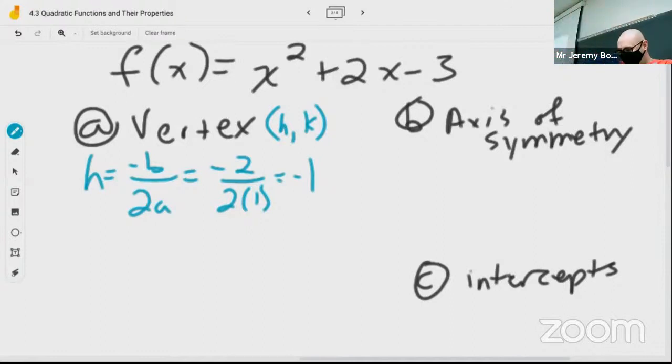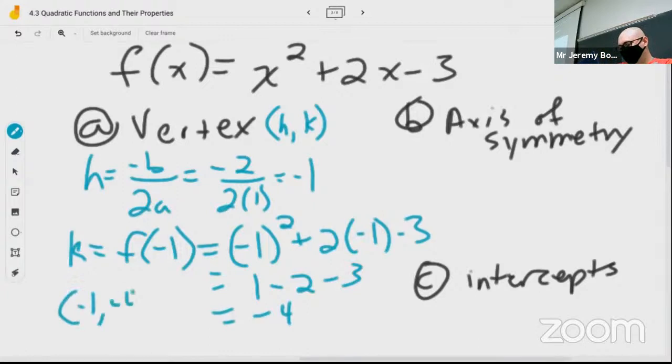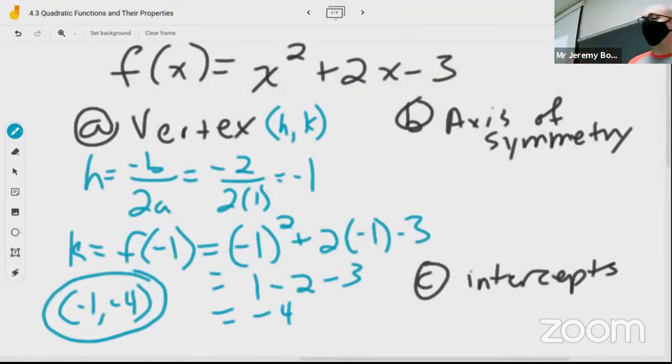To find the k value, we're just going to plug that h into f, to find out what's the corresponding quantity. So this is going to be negative 1 squared plus 2 times negative 1 minus 3, which is going to be 1 minus 2 minus 3, which is negative 4. So my vertex is going to be the point negative 1 comma negative 4. Don't forget to close it. Any questions on that?